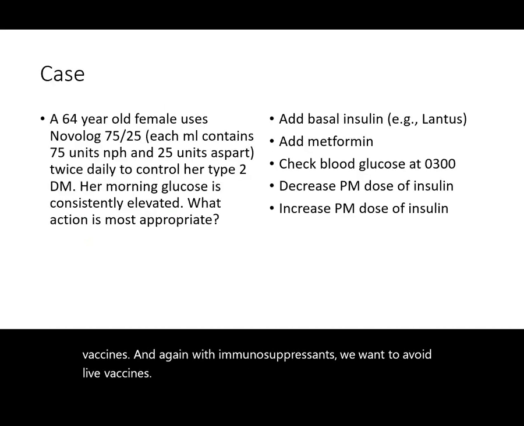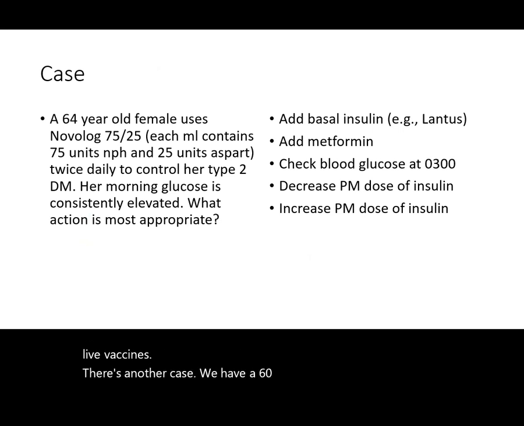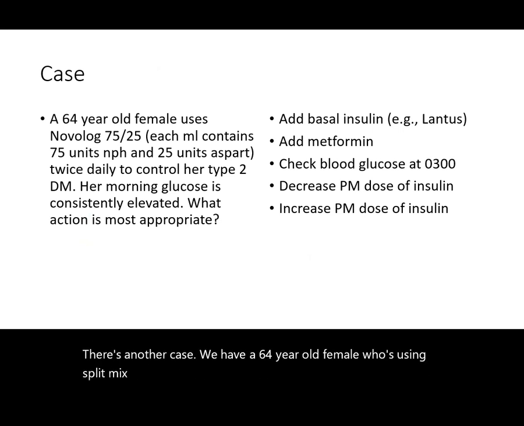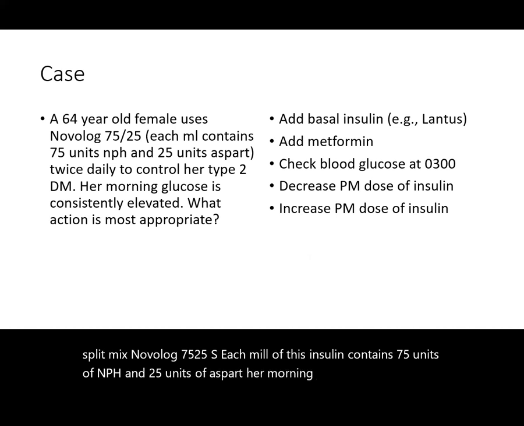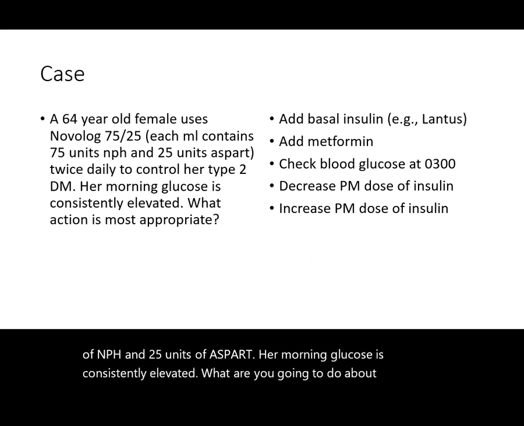There's another case. We have a 64-year-old female who's using split mix Novolog 75/25. So each mL of this insulin contains 75 units of NPH and 25 units of aspart. Her morning glucose is consistently elevated. What are you going to do about it? Do we want to add a basal insulin?